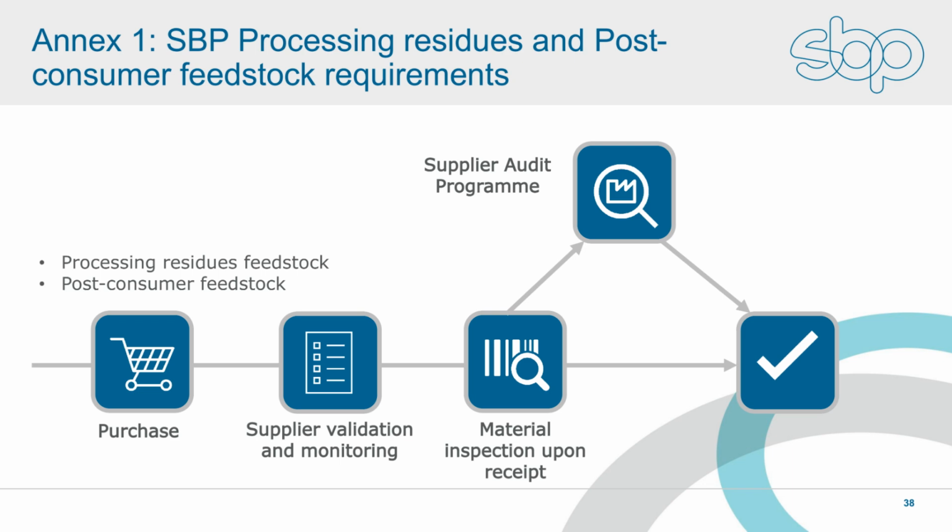A few specifics worth noting. Post-consumer feedstock can include construction and demolition waste, residential wood waste, and industrial post-use material. The key test is that the wood has completed at least one full life cycle for its intended end use. Processing residues, on the other hand, are byproducts of a manufacturing process. Think sawdust, shavings, bark, and offcuts.